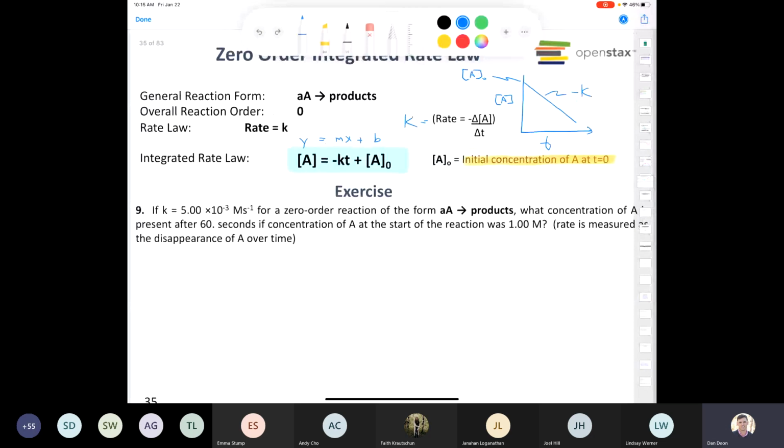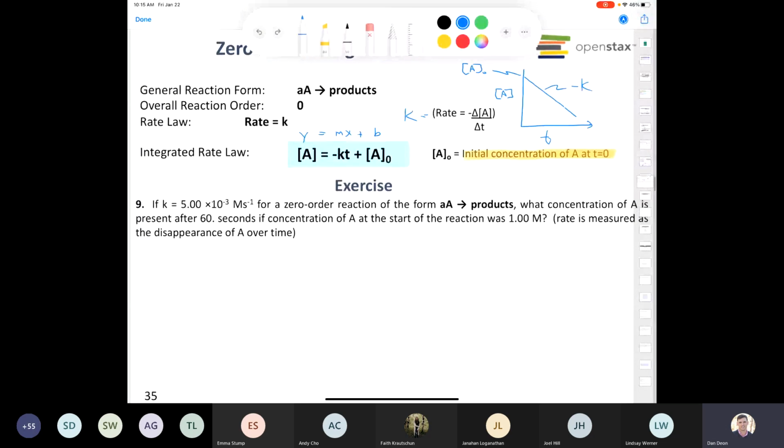Let's do one and see if we can solve a problem here. It says if k, the rate constant, is equal to 5.00 times 10 to the minus 3 moles per liter per second for a zero order reaction, A giving us products, what concentration of A is present after 60 seconds if the concentration of A at the start of the reaction was 1.00 molar and rate is measured as the disappearance of A over time? Well, we have our integrated rate law, which is the concentration of A is equal to negative rate constant times time plus the initial concentration of A.